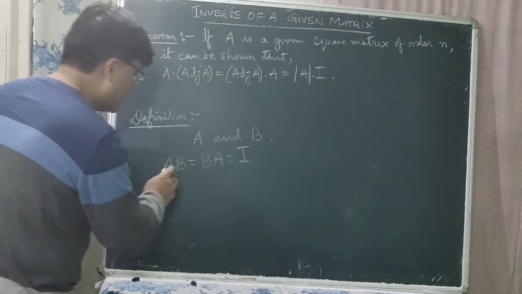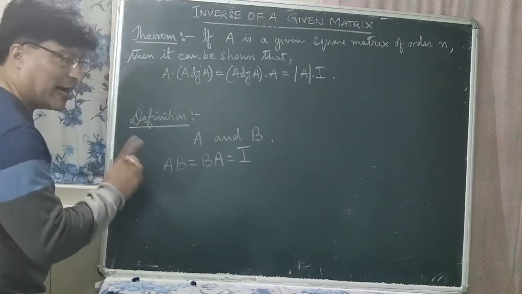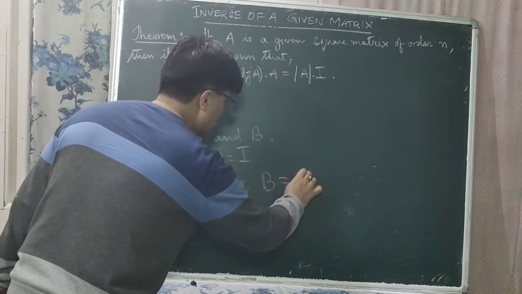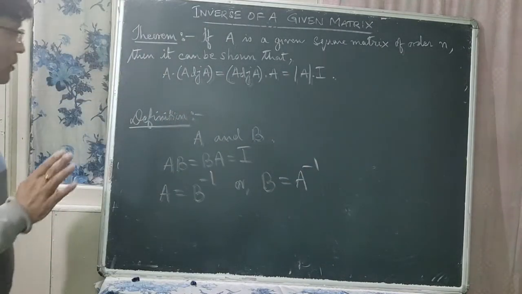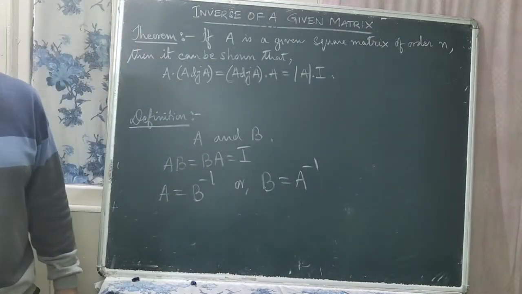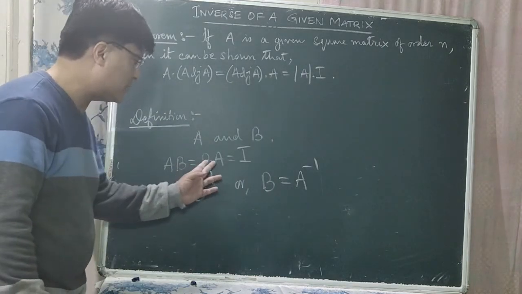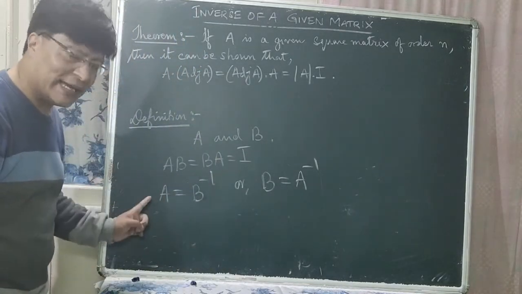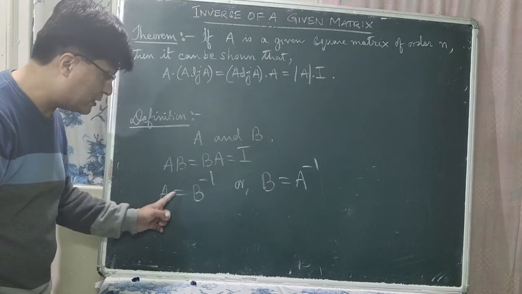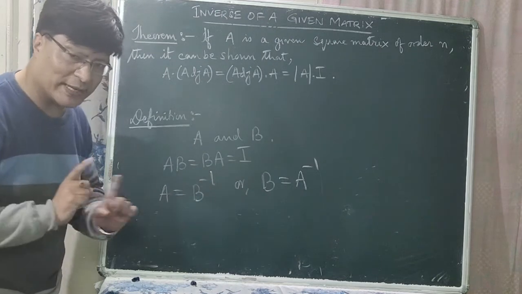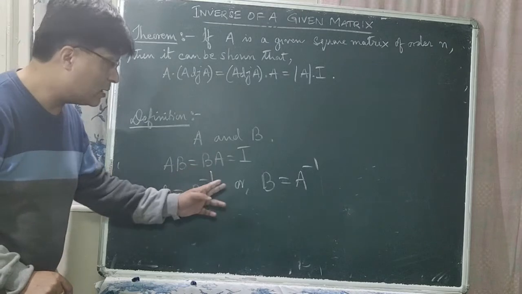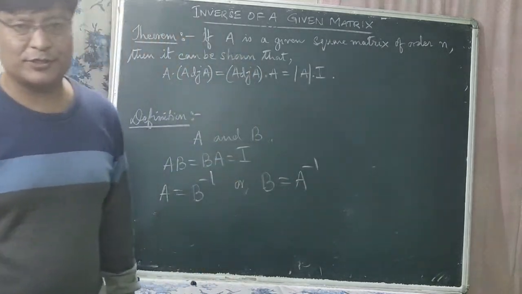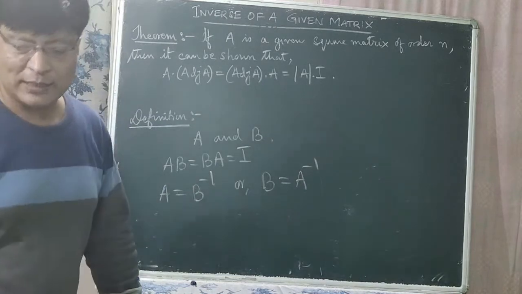then either A is said to be the inverse matrix of B, or B is said to be the inverse matrix of A. So let A and B be two square matrices of the same order, and if AB is equal to BA is equal to I, where I is the unit matrix of the same order, then we say that A is called the inverse of the matrix B. It is denoted by A is equal to B to the power minus 1, read as B inverse. You cannot read it as B to the power minus 1; it is read as B inverse. Or B is said to be the inverse of the matrix A, denoted by B is equal to A inverse. Is that clear now? So this is the definition of the inverse of a given matrix.